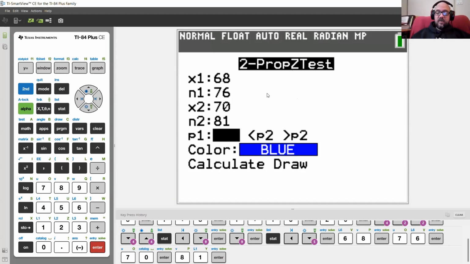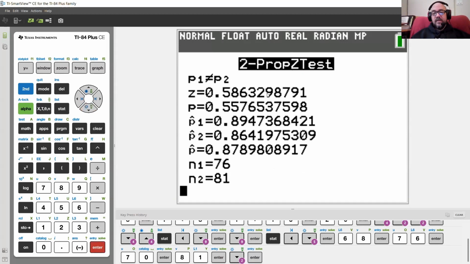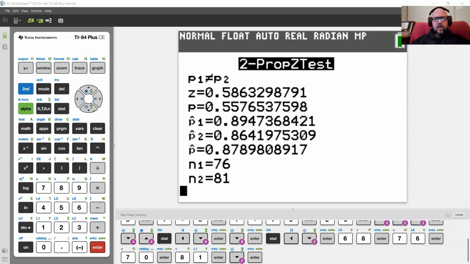Alternative hypothesis not equal to. Let's calculate it up. P1 hat 89%, P2 hat 86%. Yeah, there's no way. P-value 0.557. Not even close to rejecting the null hypothesis here. There's not evidence that we should reject the null hypothesis. So that's what I'm going to say on the whiteboard here.